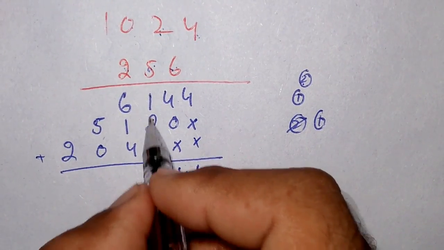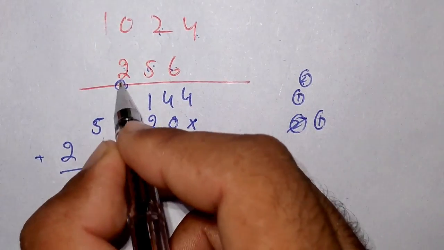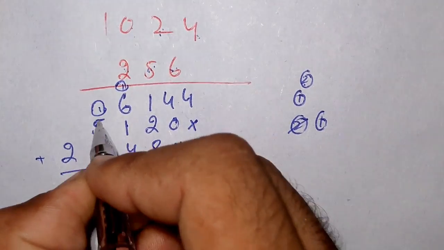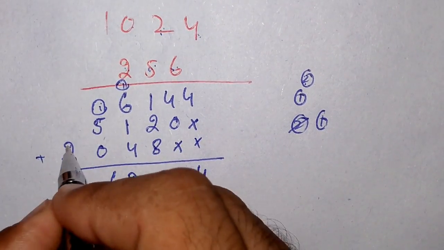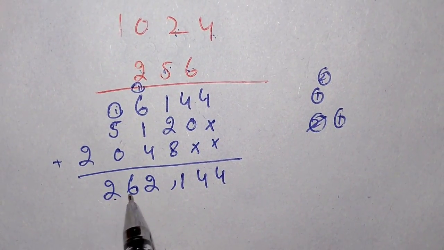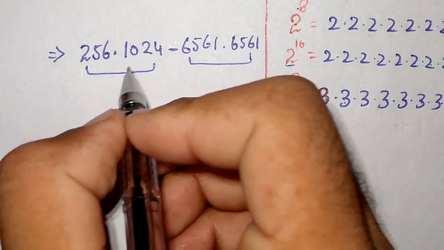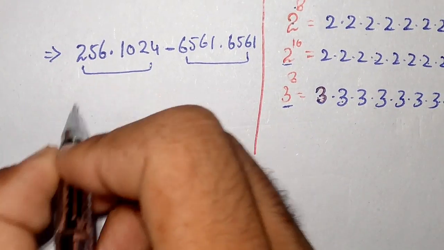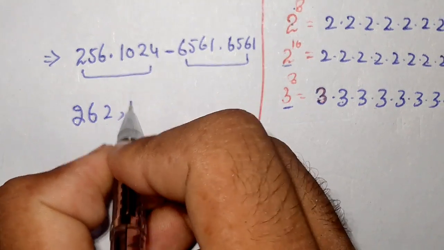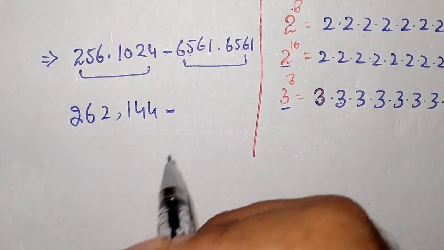8 plus 2 is equal to 10. 10 plus 1 is equal to 11. 1 carried. 6 plus 1 is equal to 7. 7 plus 1 is equal to 8. 8 plus 4 is equal to 12. 1 carried. 5 plus 1 is equal to 6 and 2. So this is equal to 262,144. So this is equal to 262,144 minus. Now we have to multiply these two numbers.